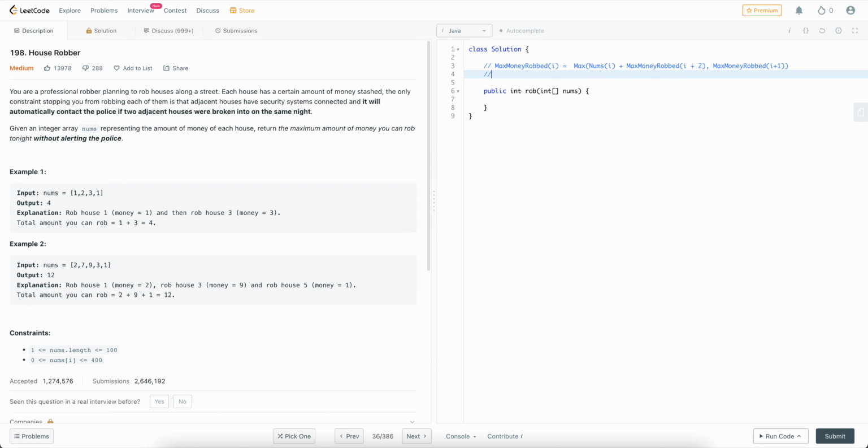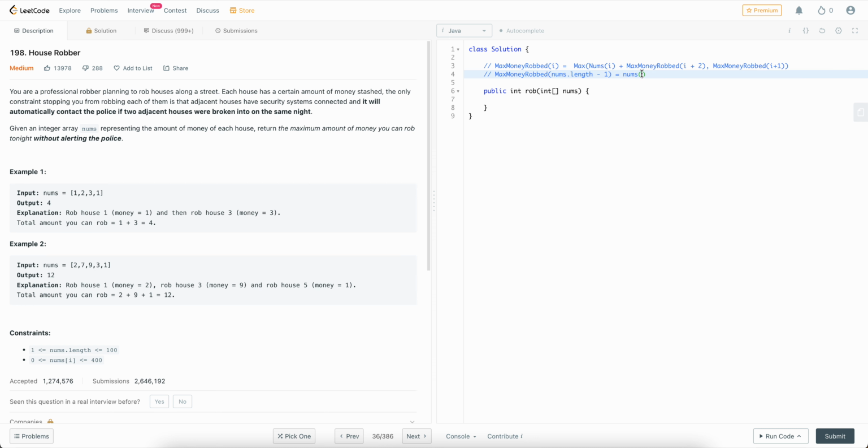So the max money robbed if you start at the last house, which is basically going to be nums.length minus 1, right? So if you start at the very last house, you only have one choice, is basically you just rob it, right? So the max money that you can rob, if you start at the last position, is basically just this, right?